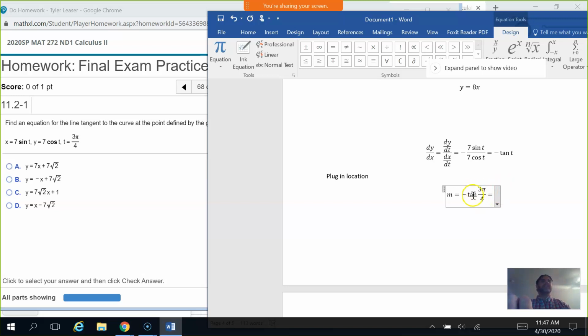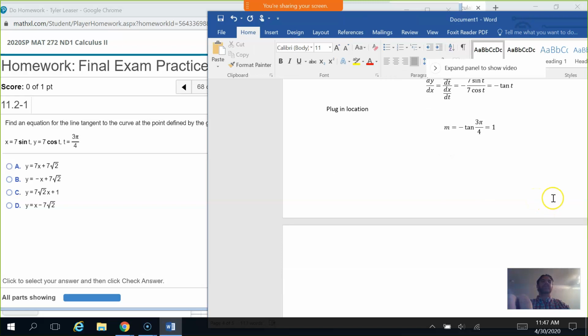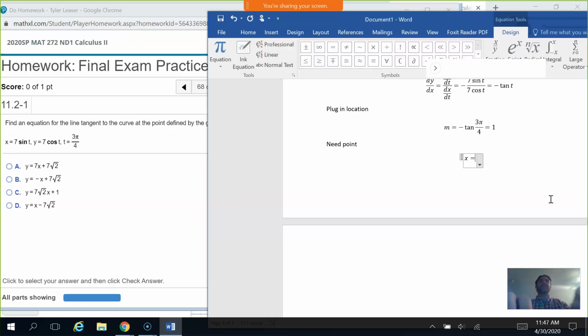And I think this is -1, but it's going to cancel out with the negative that was already there, so we're going to get a slope of +1. All right, we'll also need the point. That we'll get by plugging in the 3 pi over 4 for the x and the y. So we're going to do 7 sine of 3 pi over 4. And y is 7 cosine of 3 pi over 4.